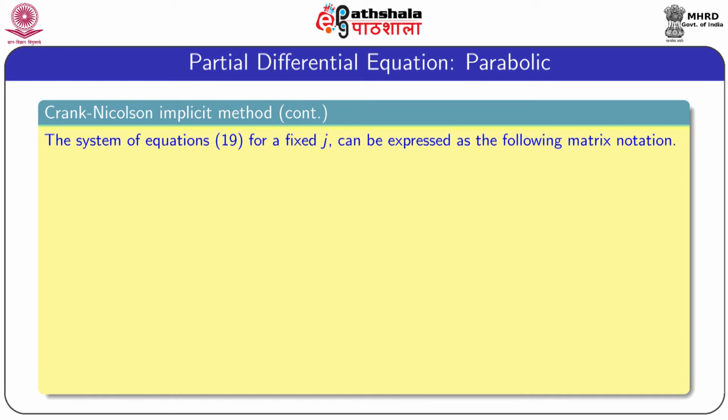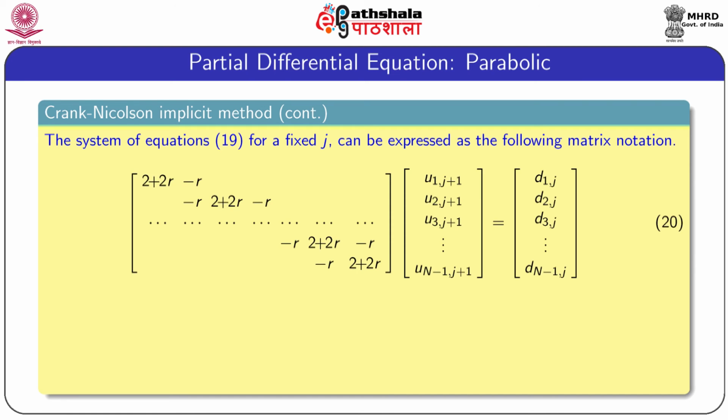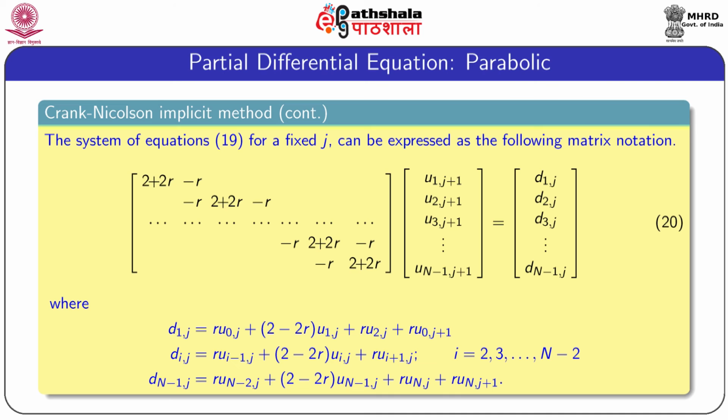The system of equation 19 for a fixed j can be expressed in the following matrix notation. This is the matrix notation. This is a system of equations. Obviously, it is a tridiagonal system of equations for a particular j. And the right hand vector, that means the values d1j, d2j, etc. up to d(n-1)j, are calculated by the following three equations.